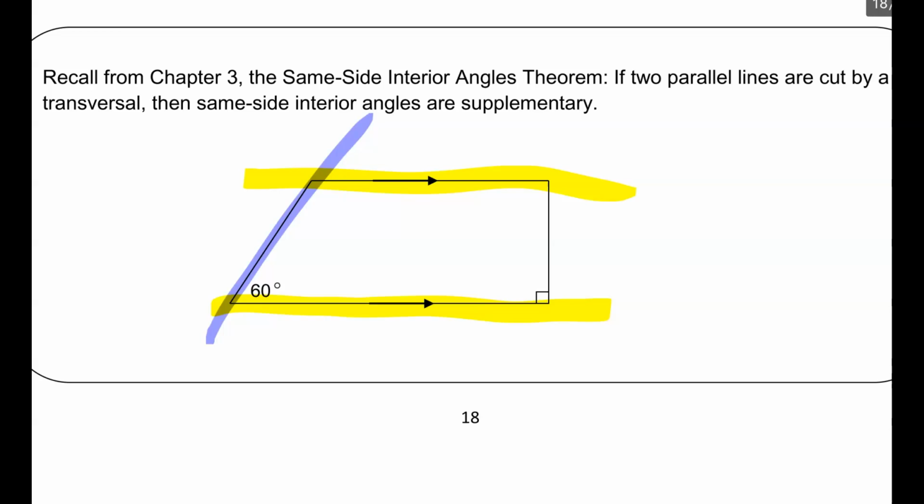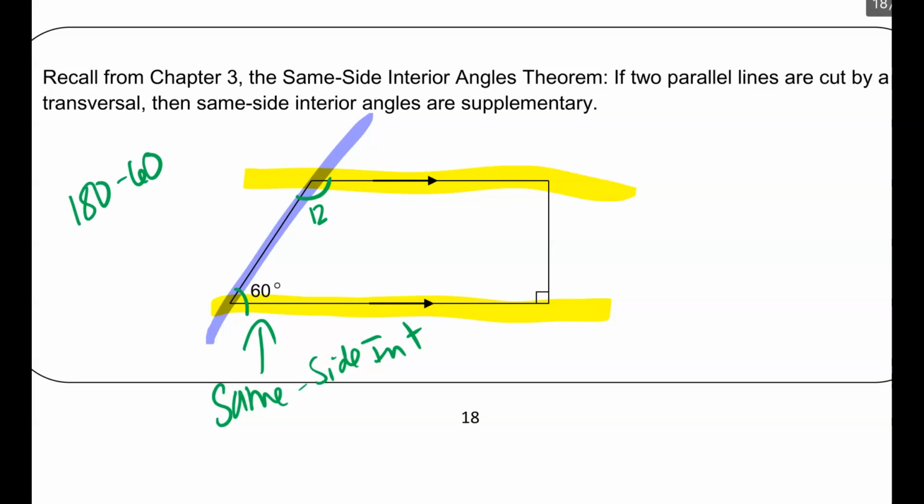So these two angles, 60 plus whatever this angle is, they have to add up because they are same side interior angles. So together they add up to 180. So if we take 180 minus 60, this angle must be 120. And then we can figure out the other angle as well.